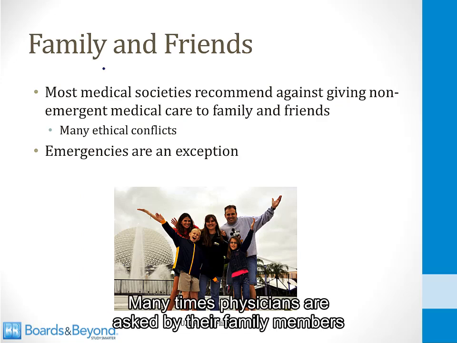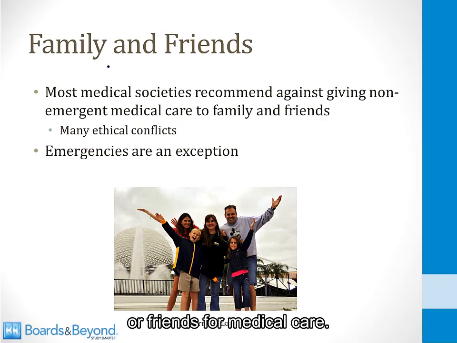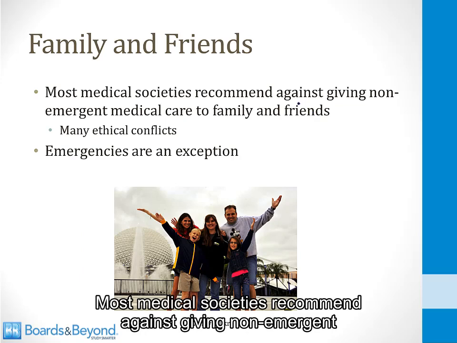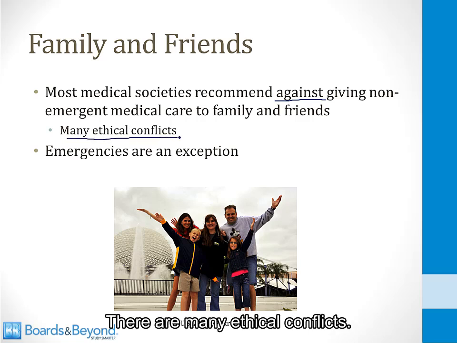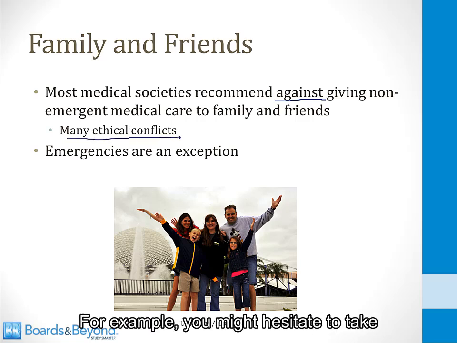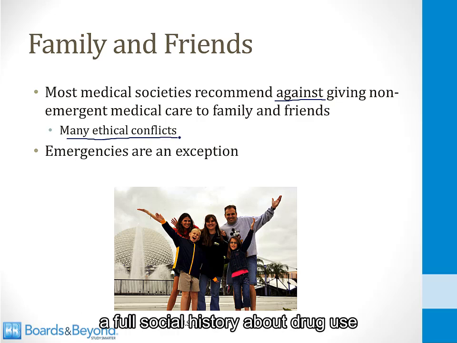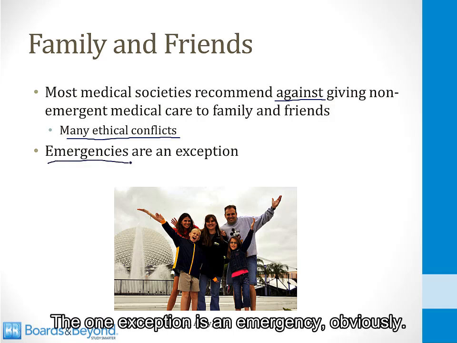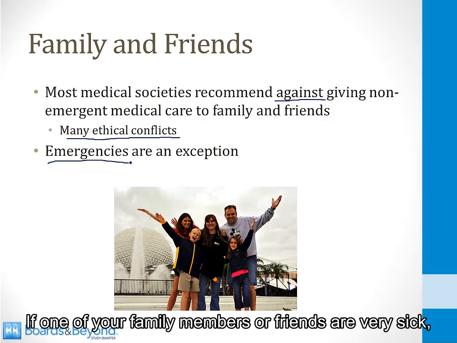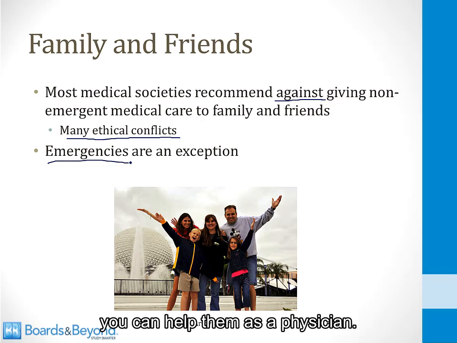Many times physicians are asked by their family members or friends for medical care. Most medical societies recommend against giving non-emergent medical care to family and friends. There are many ethical conflicts. For example, you might hesitate to take a full social history about drug use with a family member or a friend, and there are many other ethical pitfalls. The one exception is an emergency. Obviously, if one of your family members or friends are very sick, you can help them as a physician, but if it's a non-emergent situation, you should refer them to another doctor.